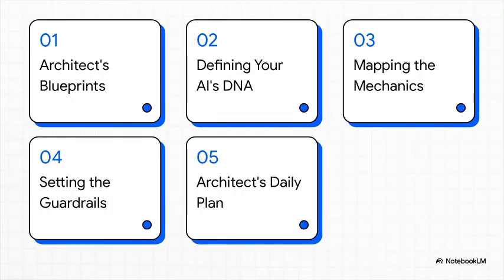All right, so here's our game plan. We're going to walk through this toolkit step by step. First up, we'll lay down the foundation with the main blueprints. Then we'll get into the fun part, giving our AI its own unique DNA, and then mapping out how it actually works, its core mechanics. After that, and this is super important, we'll set up the guardrails to make sure it's safe and effective. And we'll wrap up by looking at a plan not for the AI, but for you, the architect, to keep you focused and productive.